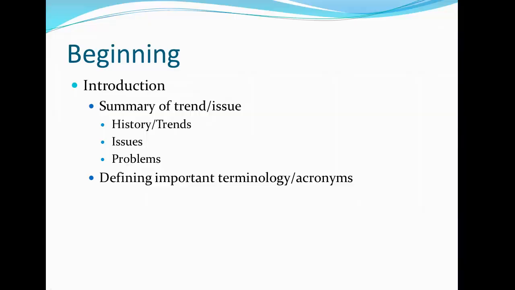In the beginning of your presentation, you should include a summary of your trend or issue, and this should include the history or the trends, as well as issues and problems. So this is a summary of your topic, basically. So you're looking at the broad issue of your topic, so religion in schools, privatization of schools, whatever your chapter title was, this is the summary of that trend or issue. Then you're also going to include some important terminology and acronyms people might not be familiar with or that are important to your topic.